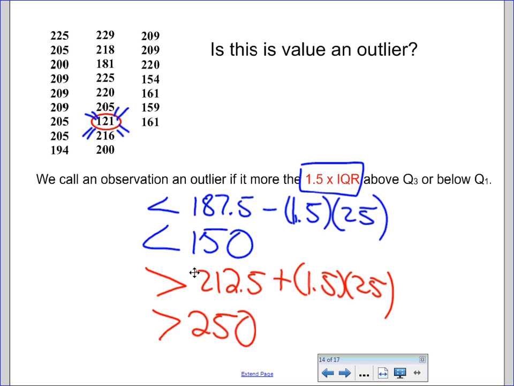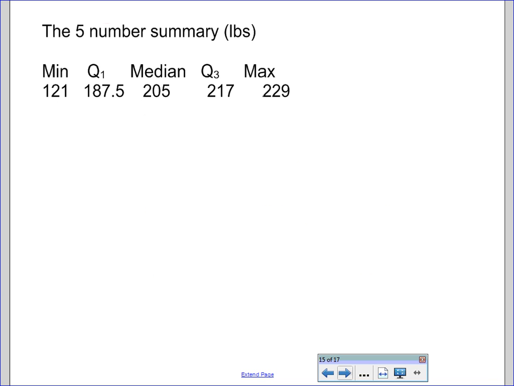Now, there are no rowers above 250 pounds. Our heaviest guy is 229. But any value below 150 is an outlier. And so this guy, who is the coxswain, the little guy that sits in the back of the 8, is an outlier. That's going to be our formal definition. So in order to find an outlier, you're going to have to find the IQR.